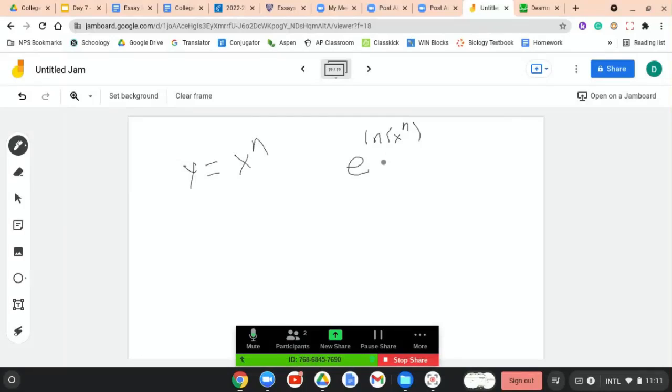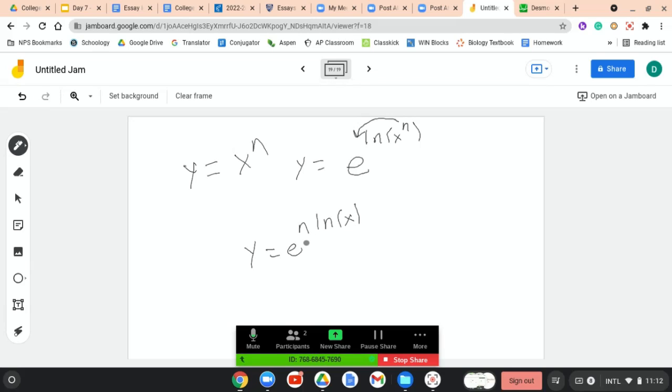Right? Yes, they're the same thing. You agree with that because e and the natural logarithm are inverses, so we're just left with x to the n. All right, so the log rule tells us we can bring the n to the front, so we get y equals e to the n ln x.